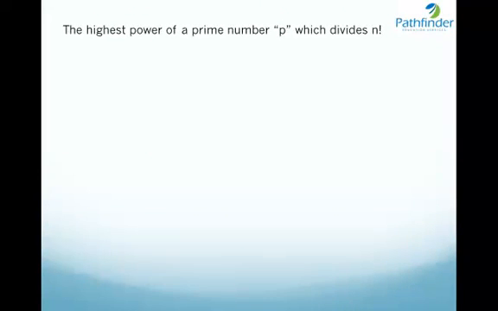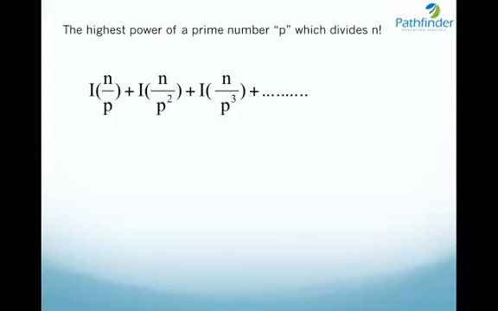Any basic book of algebra will tell you that the highest power of a prime number p, which divides a number such as factorial n, is given by this formula: I(n/p) + I(n/p²) + I(n/p³) + and so on, where I of any number is nothing but the integer value of that number. So Ix represents the integer value of x.